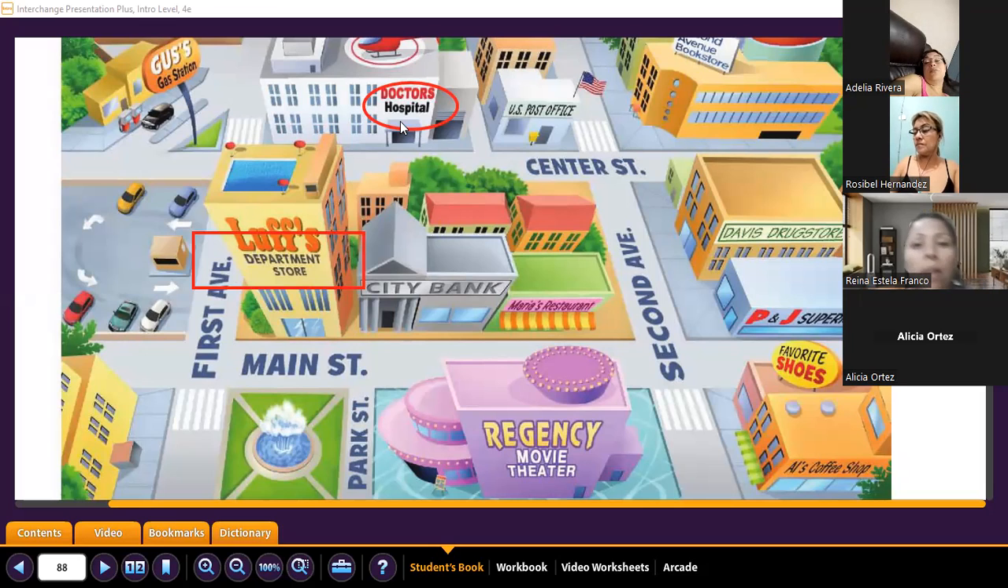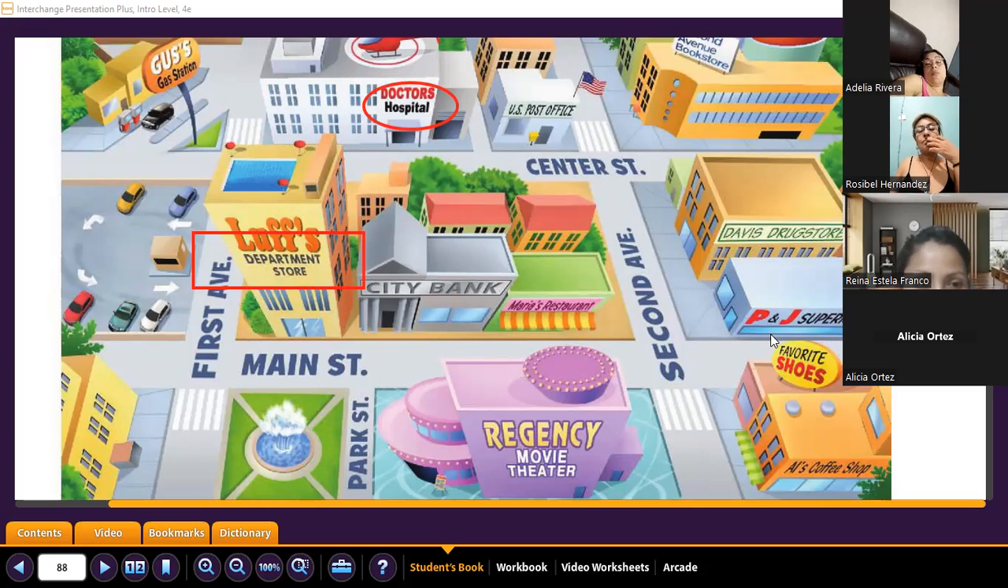Está a la par, en la esquina de, enfrente de. The hospital is in front of the department store. Entre la First Avenue y la Center. Okay, very good. Very good. It's on the corner of First Avenue and Center.